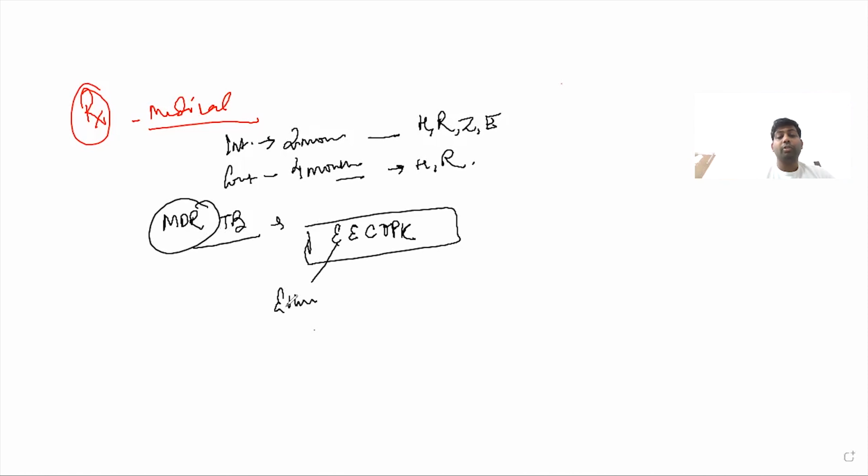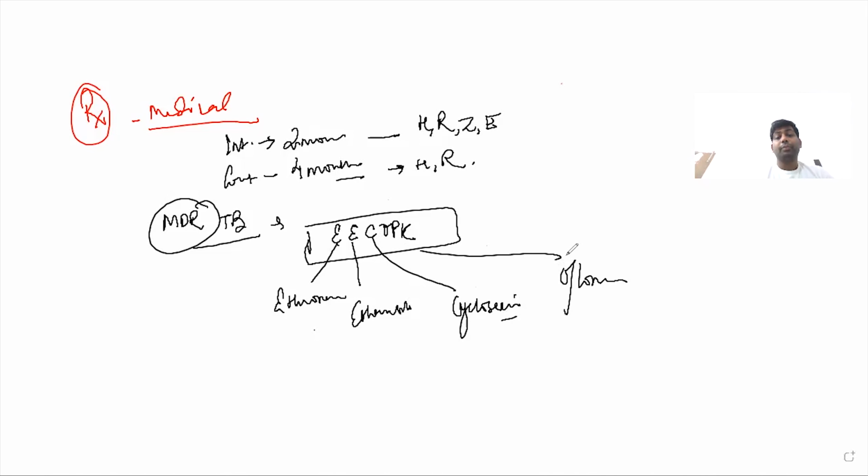E stands for ethionamide. The next E stands for ethambutol. C stands for cycloserine. O stands for ofloxacin. P stands for pyrazinamide. And K stands for kanamycin.